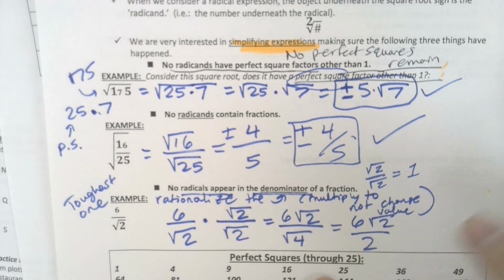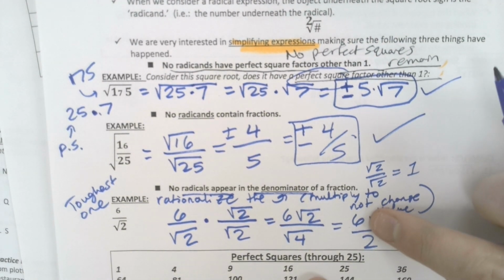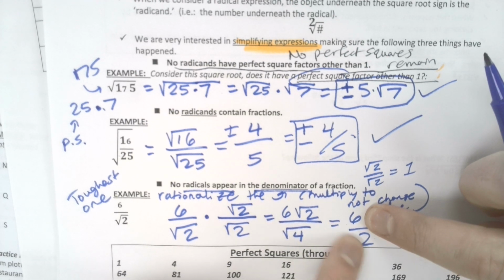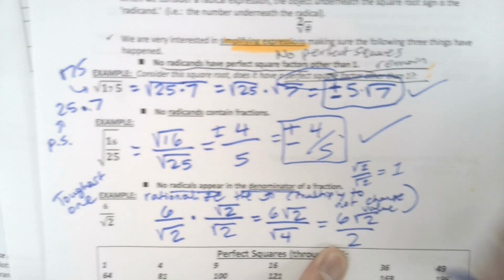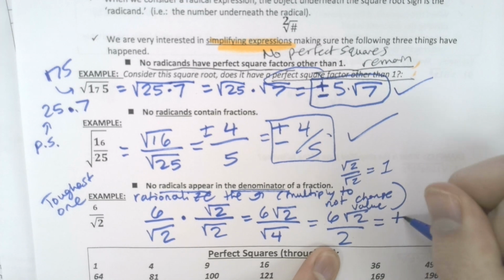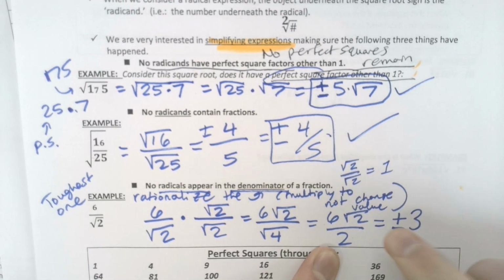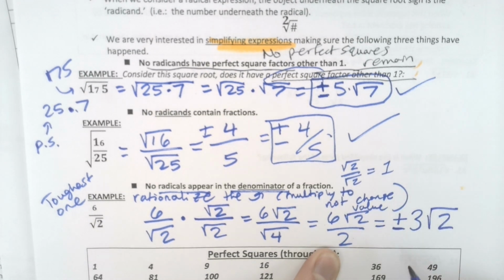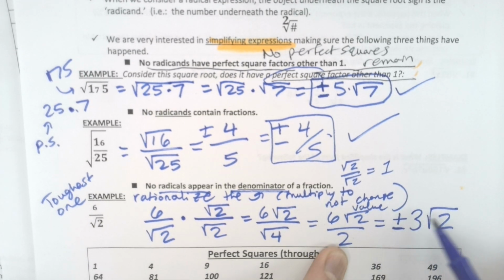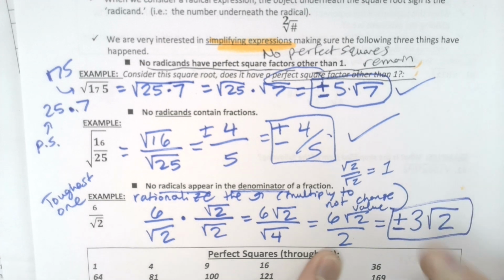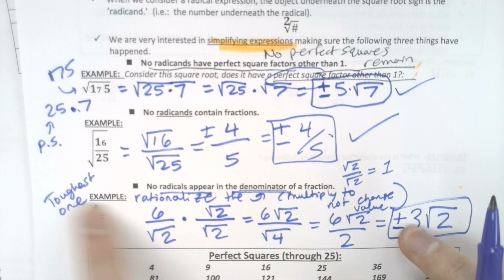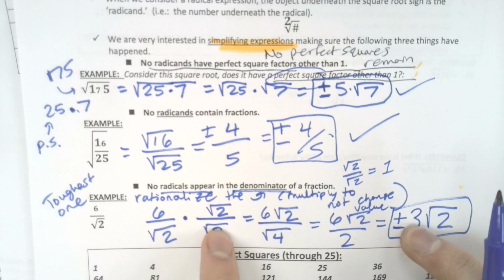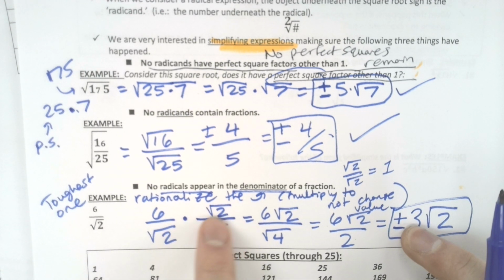And be careful here. Take your finger, block that out. We've got 6 over 2. Can that reduce? You bet it can. Plus or minus 3 square root of 2. 6 divided by 2 is 3. This is going to be, like I said, the toughest one. Rationalizing the denominator. Multiplying by the denominator to both the denominator and to the numerator.